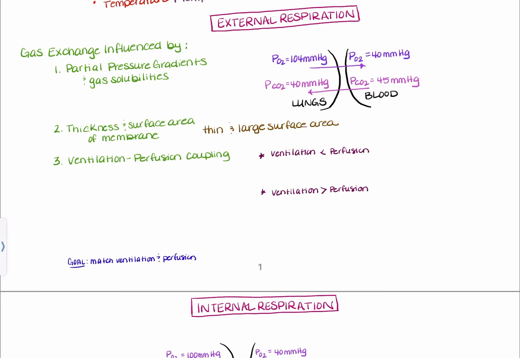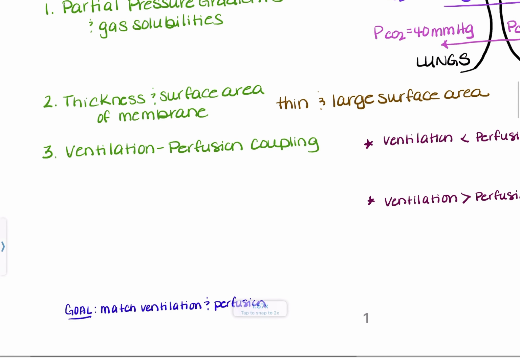The third thing, and probably to you the most complicated thing that can affect gas exchange between the lungs and the blood, is ventilation-perfusion coupling. So the whole goal, and I wrote that down here, of ventilation-perfusion coupling is to actually match them, because we want to match ventilation, which is the actual gas that's reaching the alveoli, to the blood flow, which is perfusion. So this is blood flow in our pulmonary capillaries.